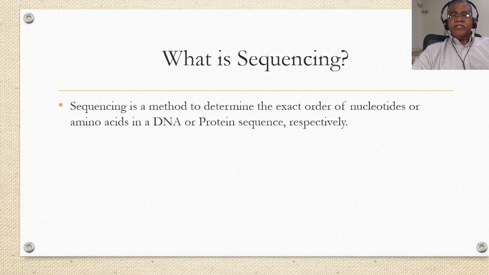Okay, so what is sequencing? Sequencing is a method to determine the exact order of nucleotides or amino acids in a DNA or protein sequence, respectively. What is the order? Now, the order itself is a major combinatorial challenge because there are only four: A, C, T, G. If it's RNA, T is replaced by uracil. You already know that from the previous lecture. But the question is, what is the order?